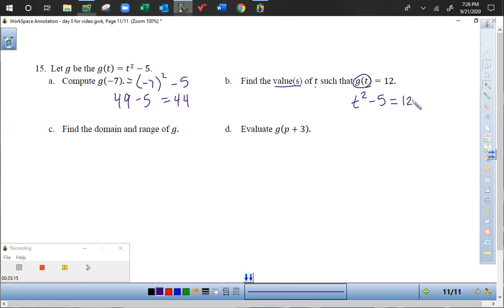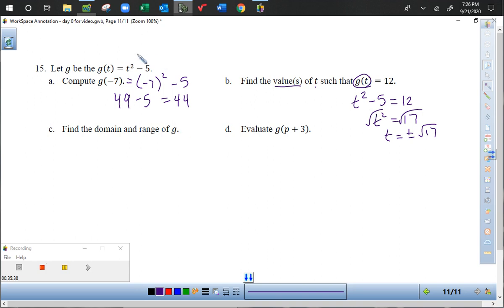In order to solve for t here, we have to add over the 5, and then we get 17. Taking the square root, we've got t equals plus or minus the square root of 17. We can't break that down, so that's our final answer. Okay, some problems like this you may have to factor to solve, get it equal to 0 and then factor. This one we didn't have a regular t, so we could solve it using the square root method.